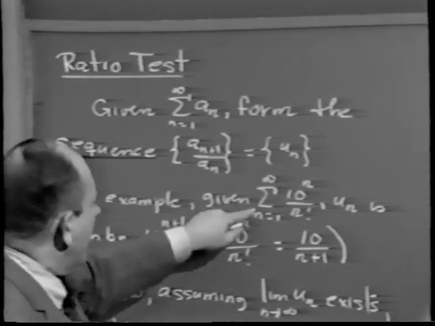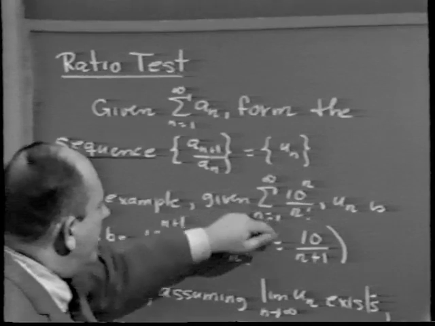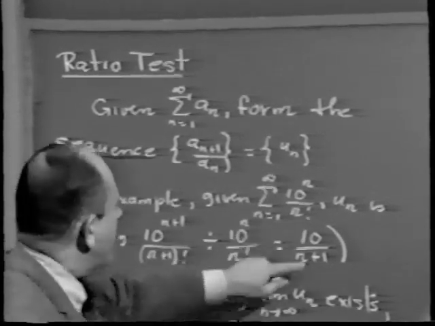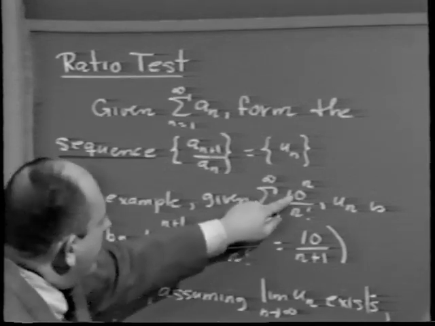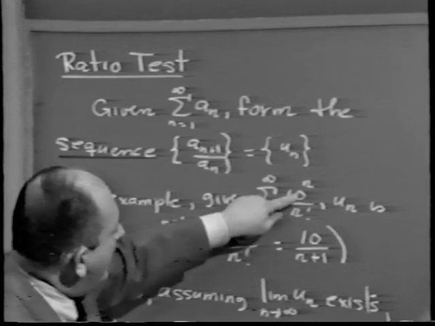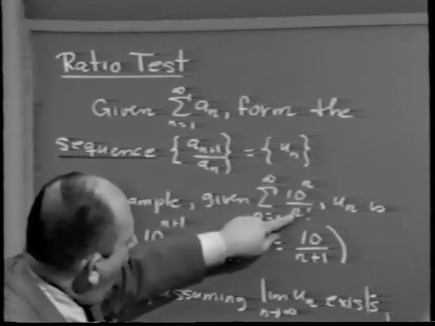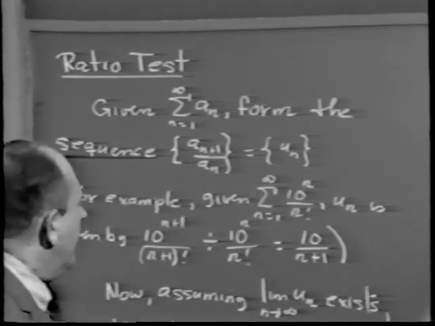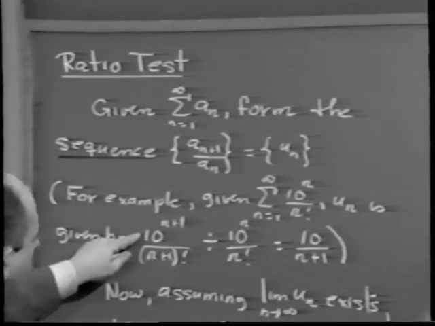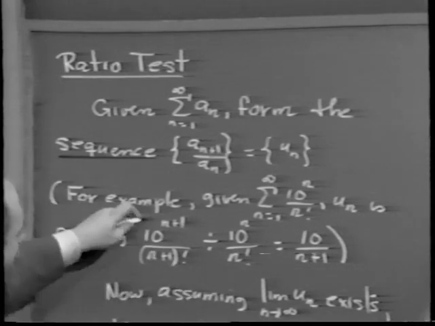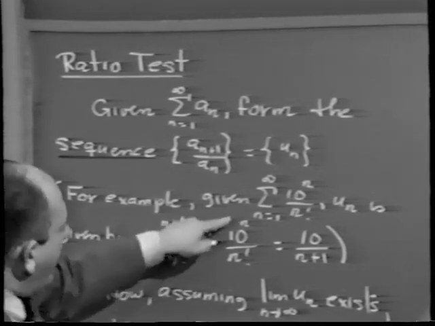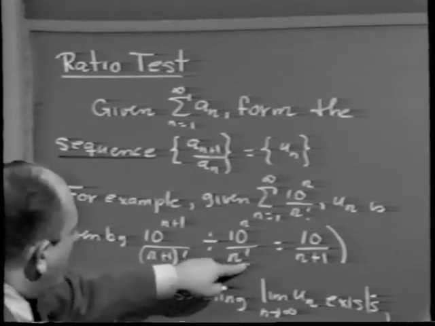Suppose I take the series summation n goes from 1 to infinity, 10 to the n over n factorial. Notice that in this case, the nth term is 10 to the n over n factorial. The n plus first term is 10 to the n plus 1 over n plus 1 factorial. So u sub n is the ratio of the n plus first term to the nth term, in other words, 10 to the n plus 1 over n plus 1 factorial divided by 10 to the n over n factorial.